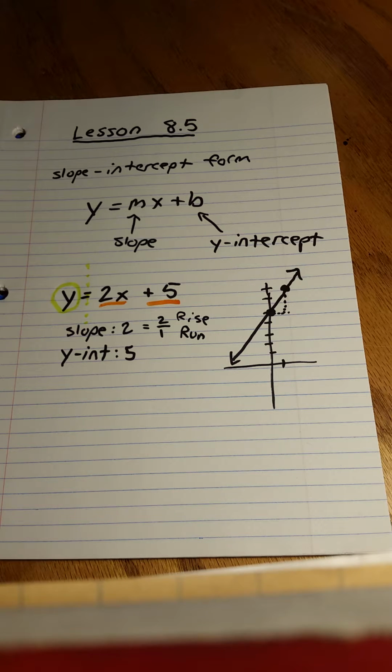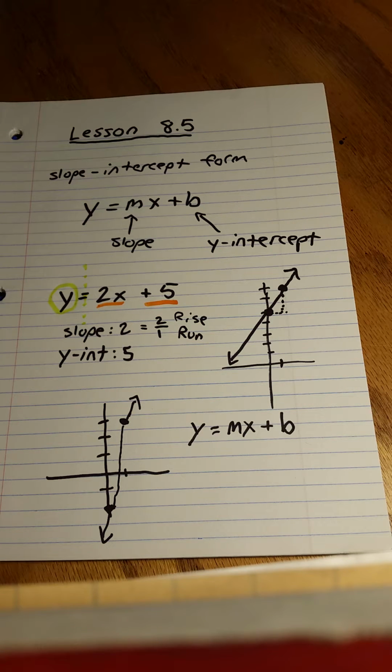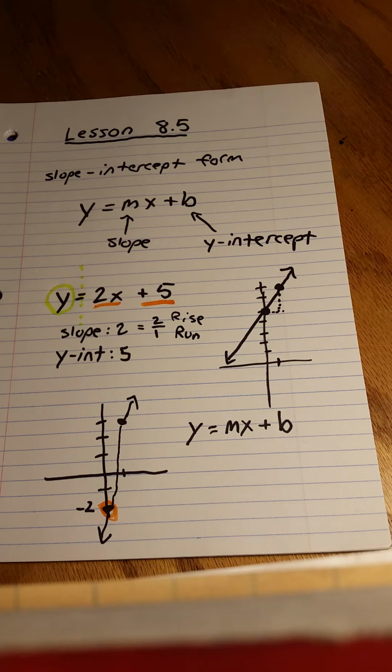Now let's take a graph of a perfectly straight line and turn it into an equation. First, we know that our equation will look something like this. Once we find our slope, we'll put it in as m, and once we find our intercept, we'll put it in as b. This line crosses at -2, so our y-intercept is -2.